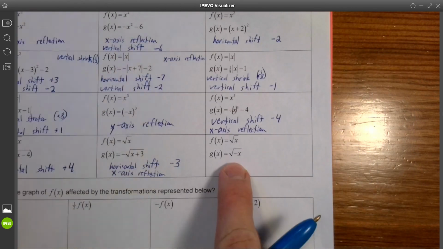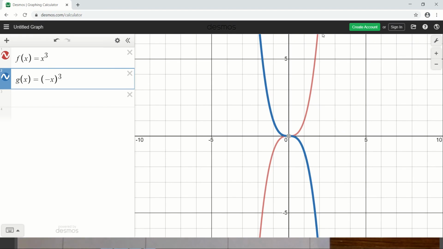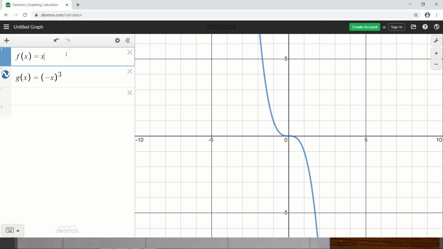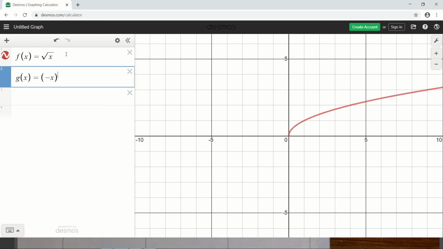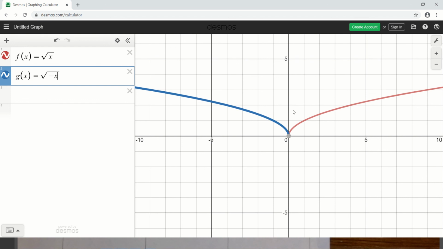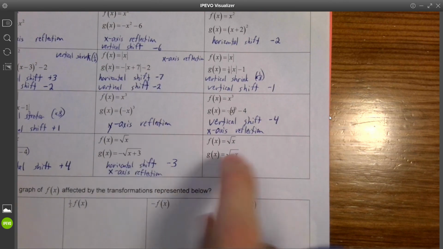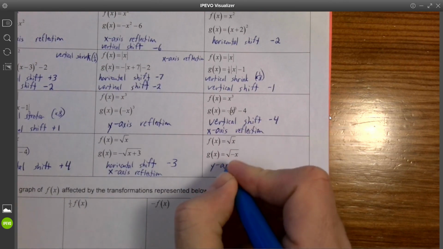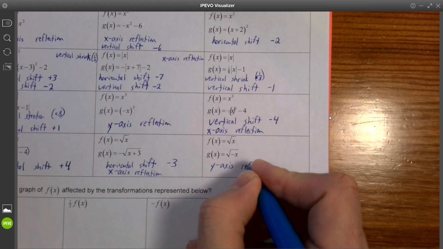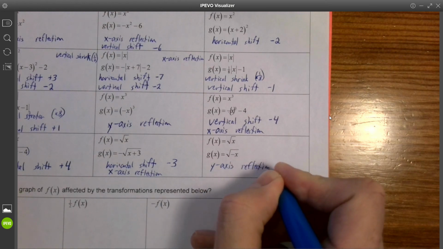Okay, let's graph this one. I just want to prove a point. So here's the original. SQRT pops up square root, and then down here we'll type SQRT and then negative x, and it is indeed a reflection over the y-axis. So another one of these that's a y-axis reflection. There we go.